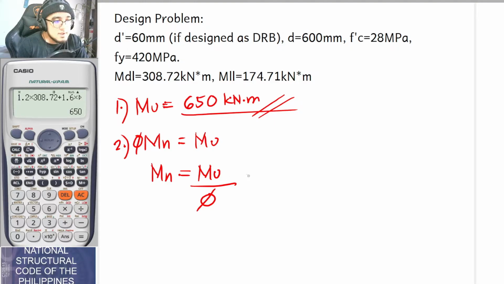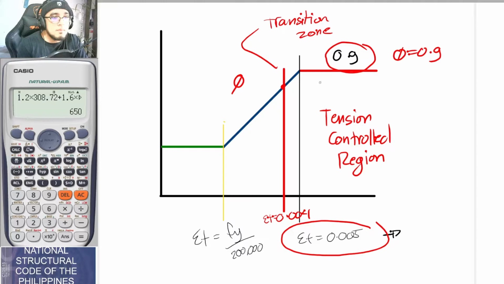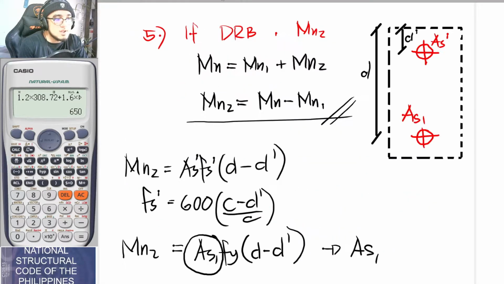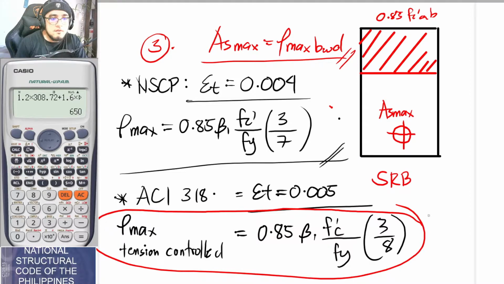So with this, guys, Mu divided by phi, that is to be 650 kilonewton meter divided by phi. So what is to be the value of phi? Here, guys, we have plenty of possibilities for your phi. That may be 0.9 or the value here. It will depend once again upon which rho max you will be using. So if you will be using the rho max for tension control section, which is to be this, so pag ito yung gagamitin nyo for tension control, the value for your phi is equal to 0.9.